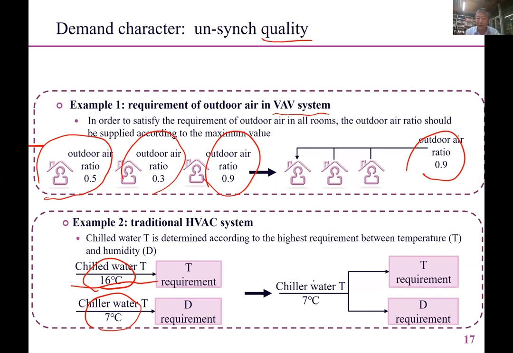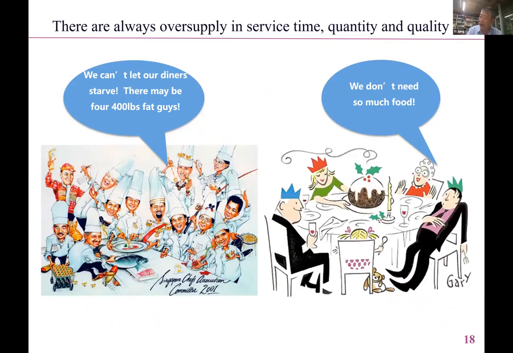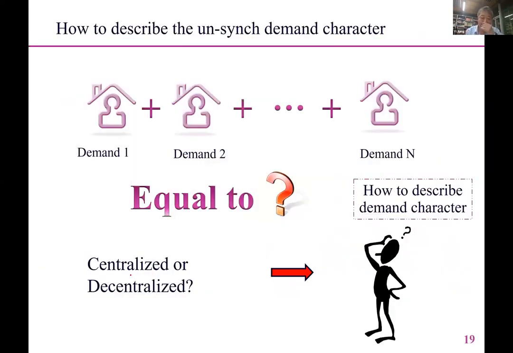cooling load provided under 7 degrees C chilled water. You know, 7 degrees C water is much more expensive compared with 16. You oversupply the quality of the service. So in whatever aspect, the quantity, everything, because it is centralized, you always have to find the maximum demand, the maximum requirement. You make it meet this demand, and then you supply the rest like this.